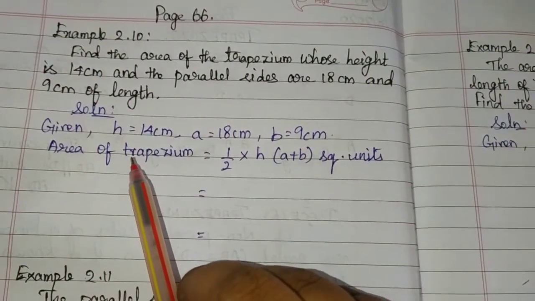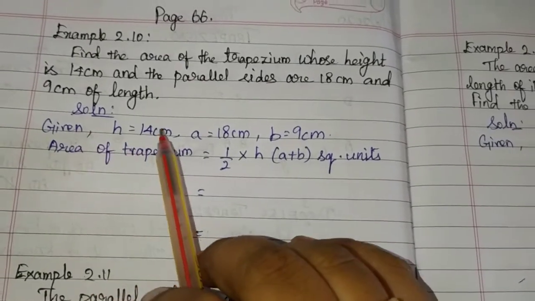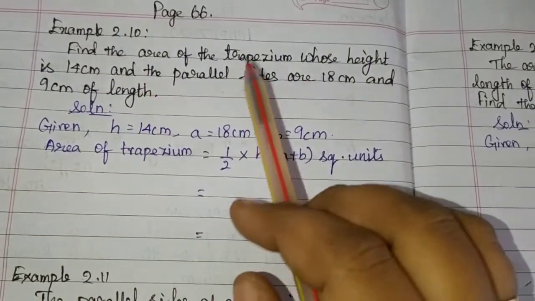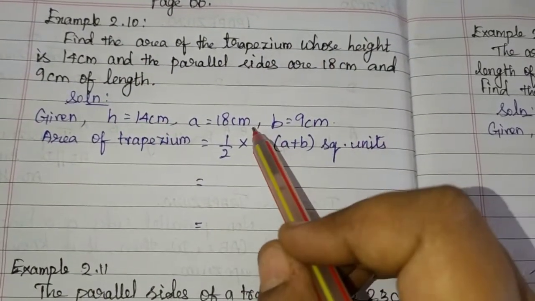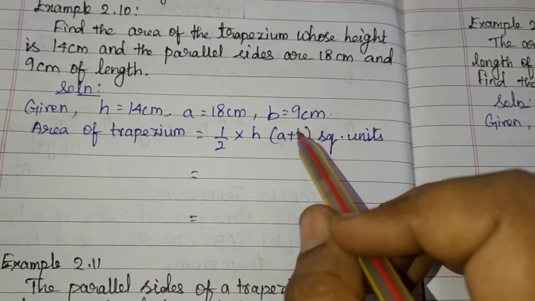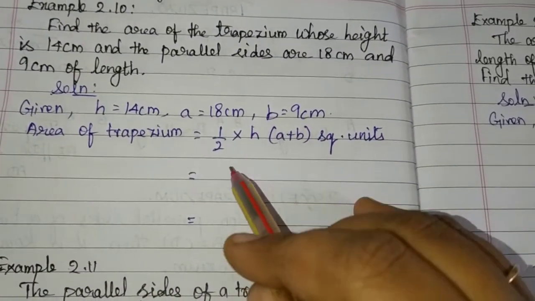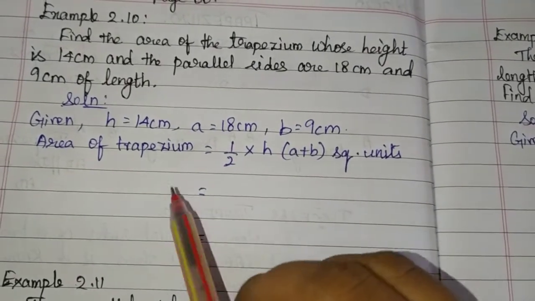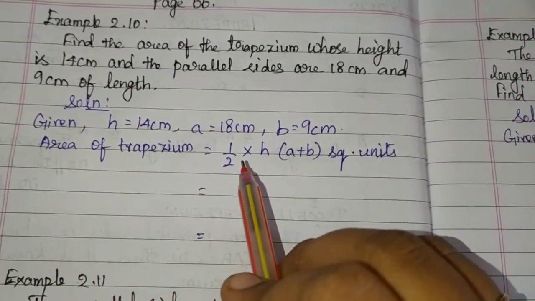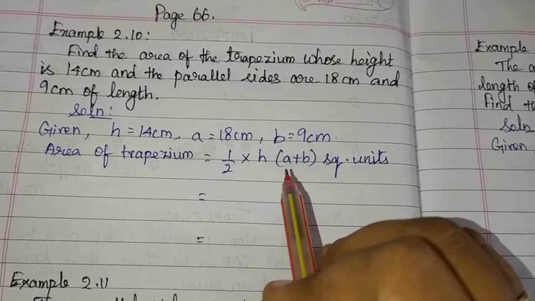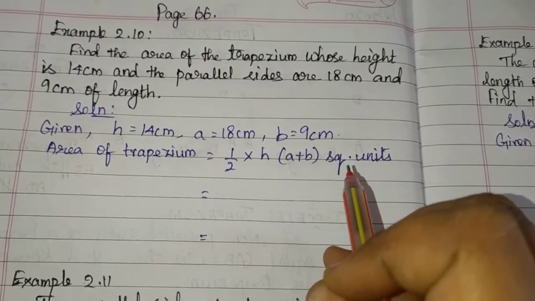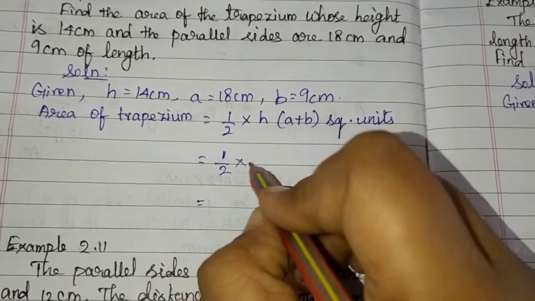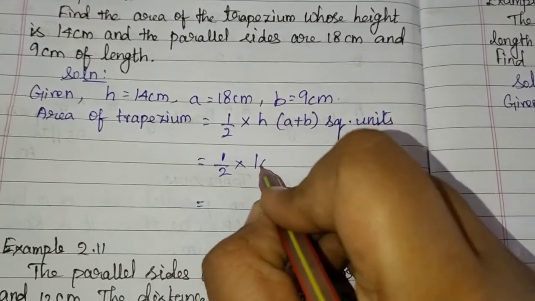We are going to find the area of the trapezium. What they have given, I have written here very clearly: h, that is height, is 14 centimeter, and the parallel sides, a is 18 centimeter and b is 9 centimeter. Everything we got here, we want to substitute in the formula and then find the area. Listen children, area of the trapezium equals, tell me the formula, half into h into a plus b square units. I have written the half as it is here and then the h value, 14, here.